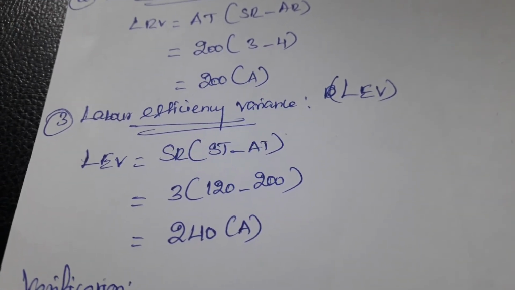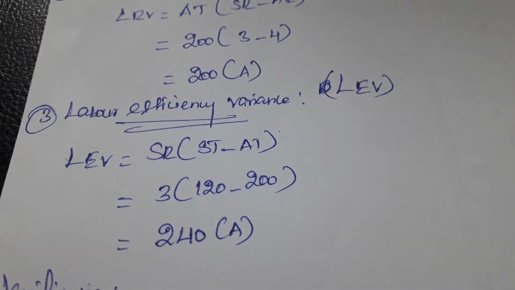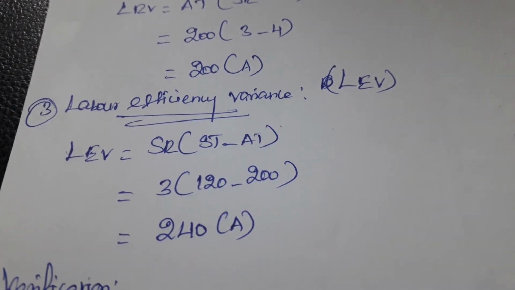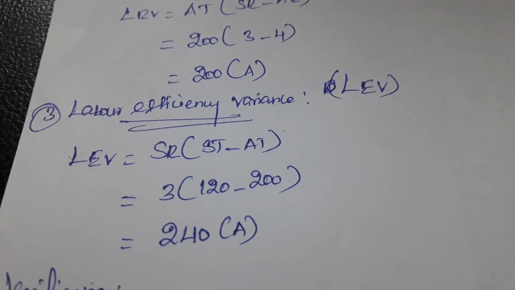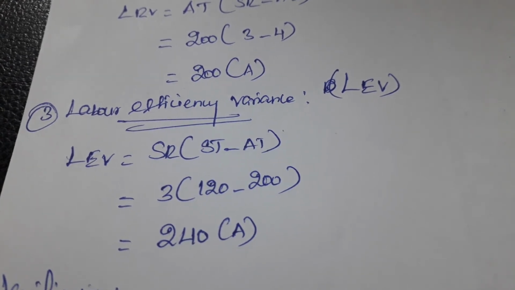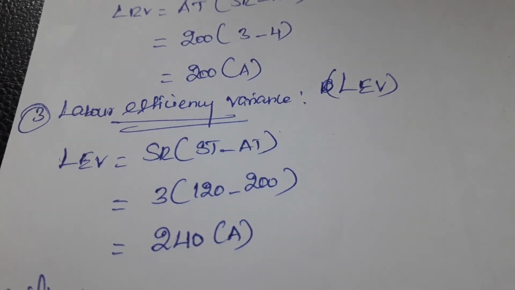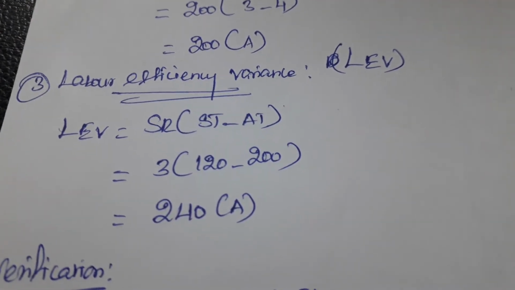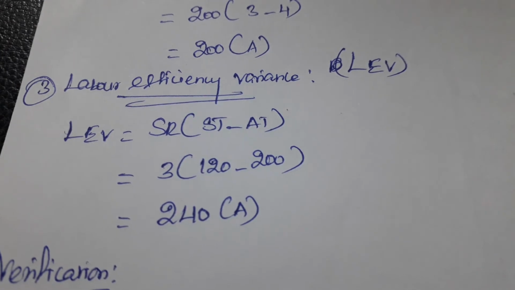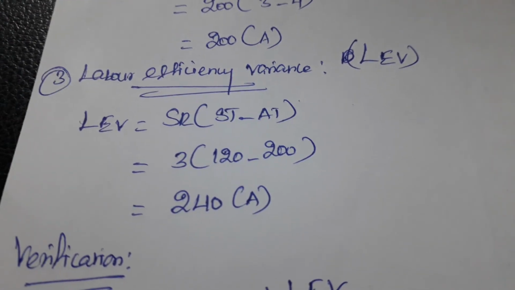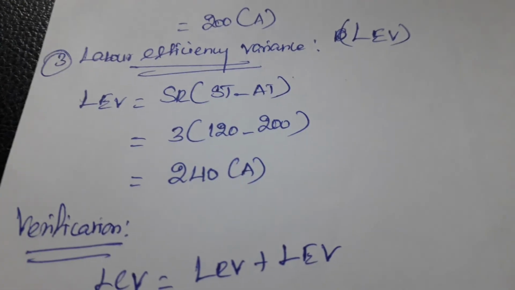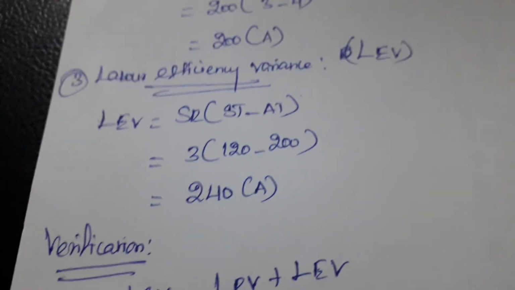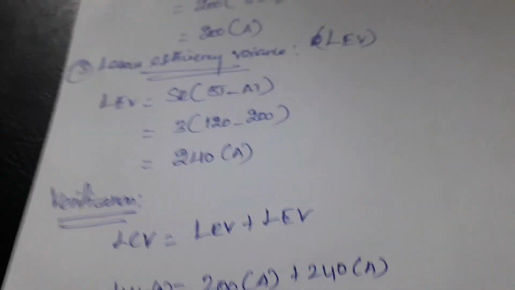Next is labor efficiency variance. We can denote it as LEV. The LEV formula is standard rate into the standard time minus actual time. If we apply the values on the formula, we can get 240. It is also adverse in condition.